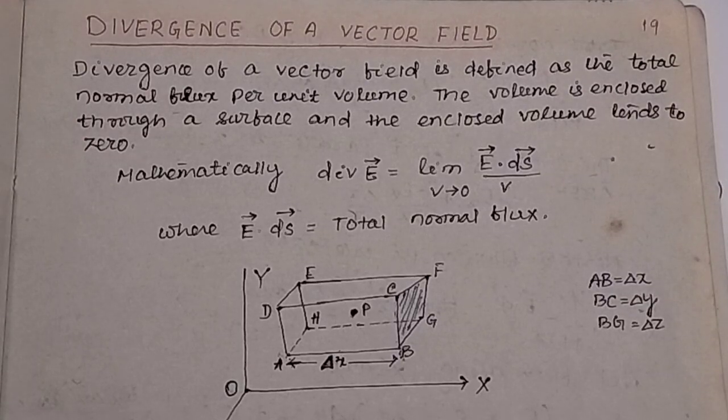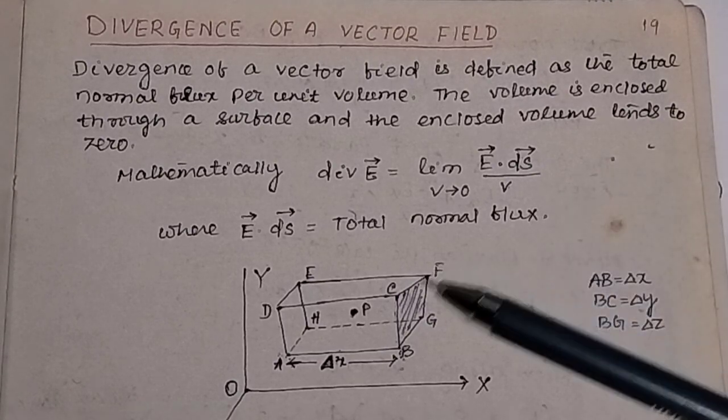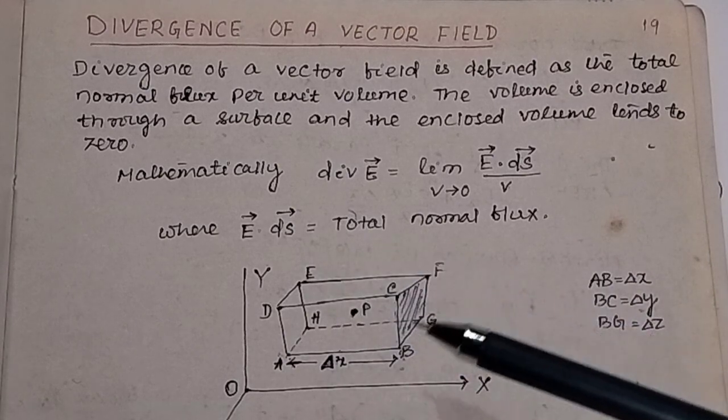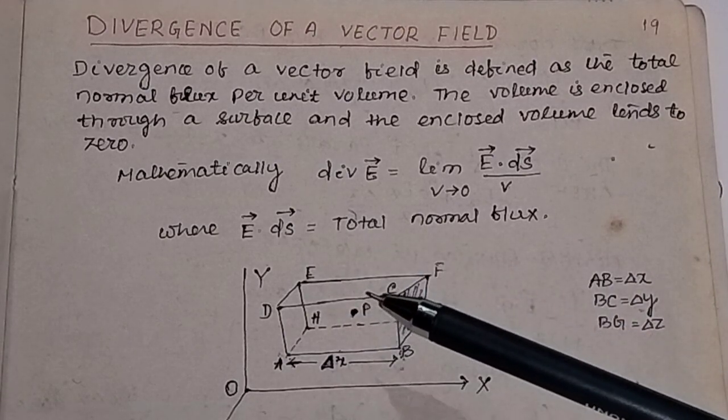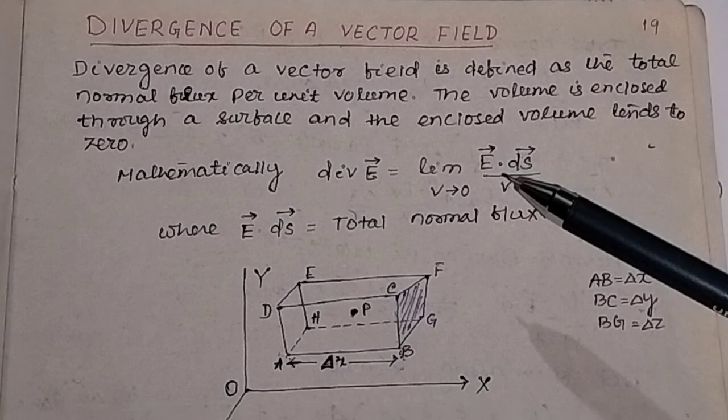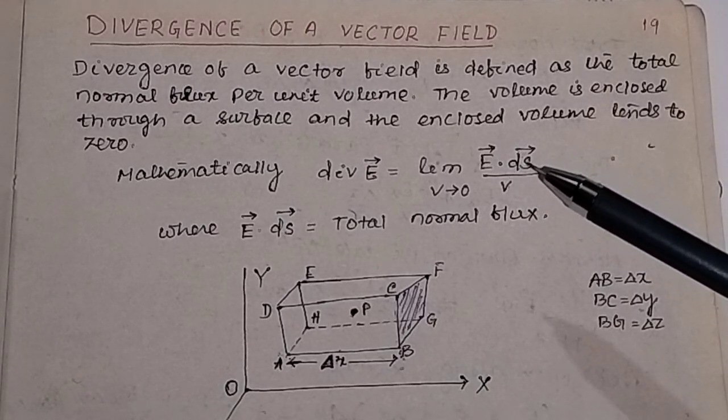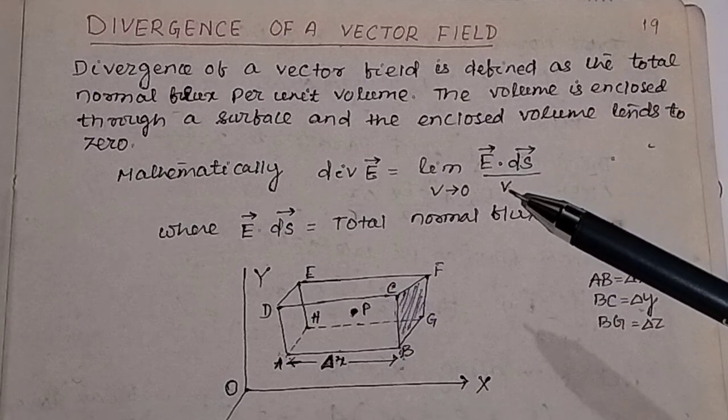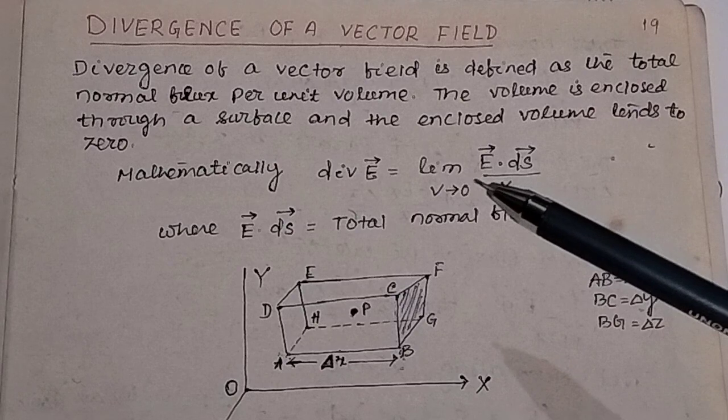What is divergence of a vector field? Divergence of a vector field is the total normal flux per unit volume. Suppose this is a volume V and the total normal flux is equal to ∮E·dS. Then ∮E·dS divided by the volume will give you the divergence.